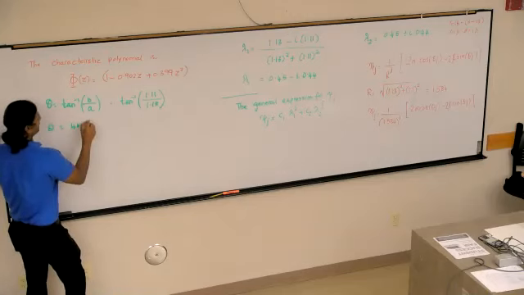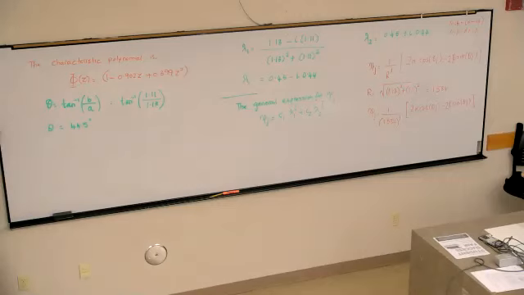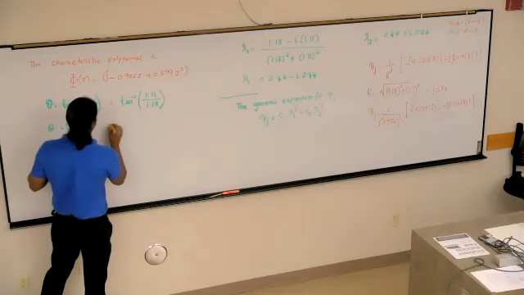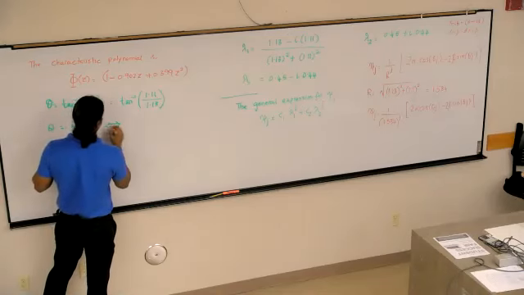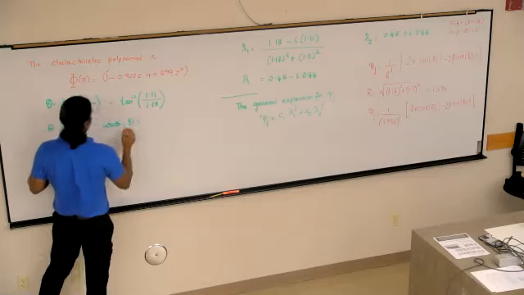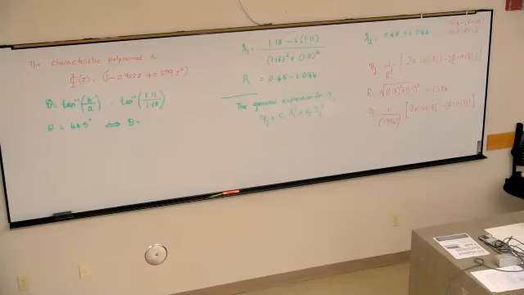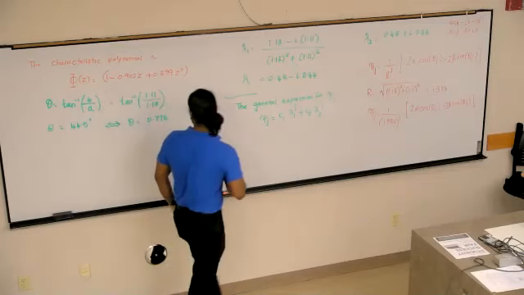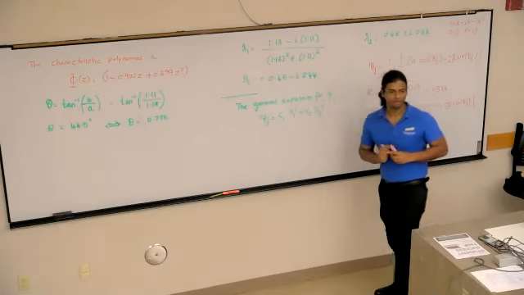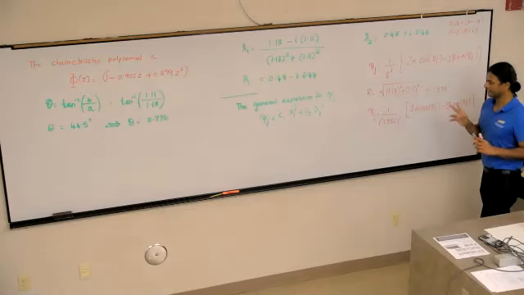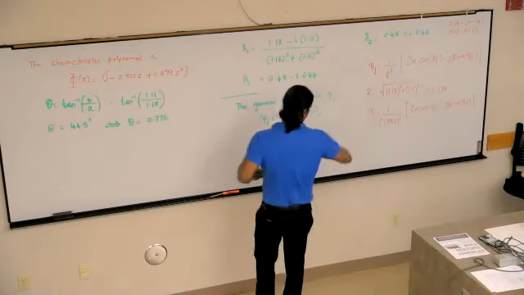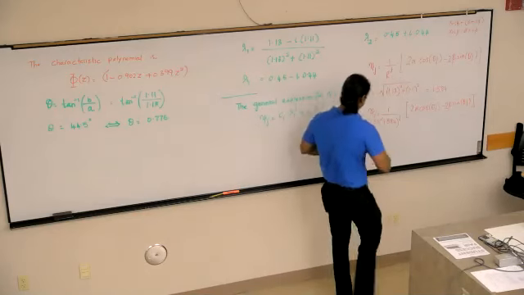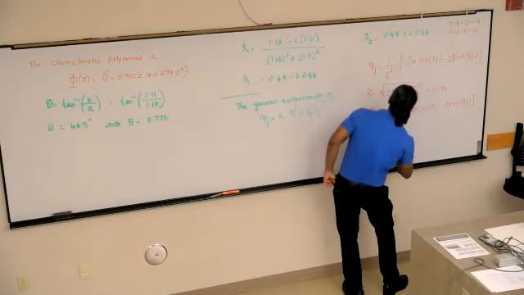So 44.5, that's in degrees. But we want to convert it to radians, so in radians, how much is it? 0.776. Good. So theta happens to be 0.776.